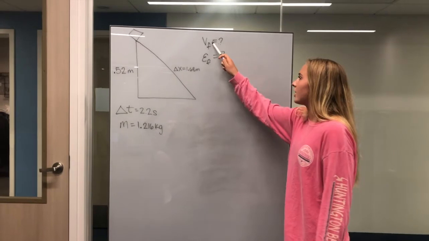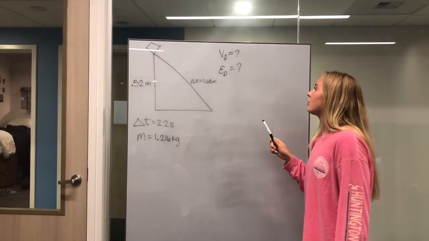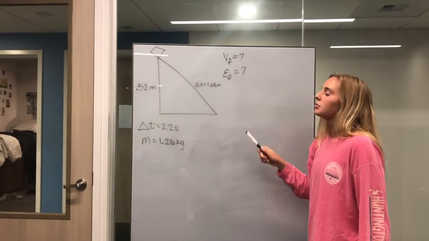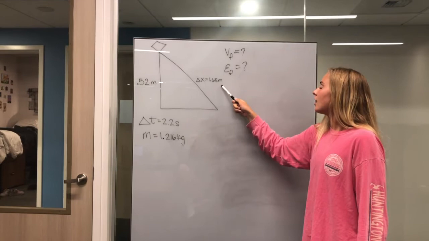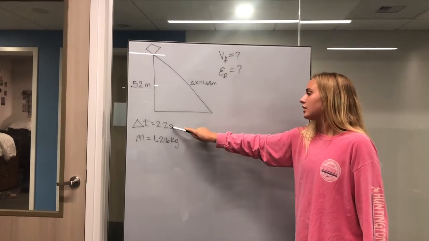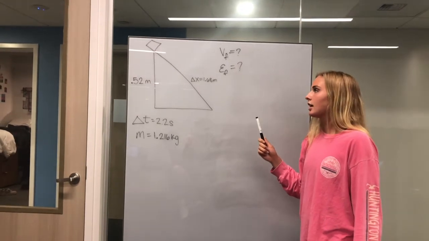We want to find the final velocity as well as the energy lost to friction. So when we're going to find the final velocity, we're going to look at this through a kinematics lens because we have distance as an explicit function of time. So that's why we're going to use our average velocity equation.